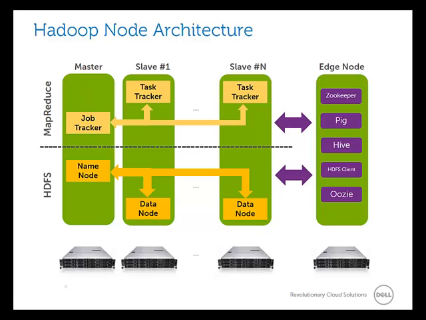So normally the edge node is connected to a corporate LAN or an access LAN. The master and slave nodes are all connected on a private network that doesn't have external access. The edge node is going to be running components like Hive and Pig and the HDFS compliant, and also things like Zookeeper for distributed coordination.